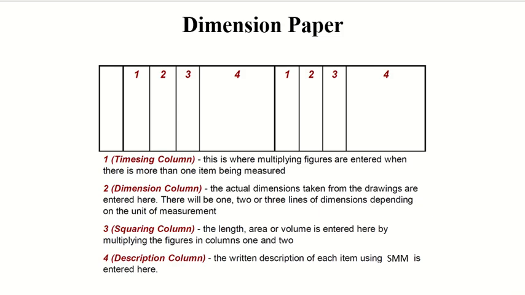When you are taking off the quantities, drawings, taking off list, specifications, all done. Now we go to the real gist of the work, which is actually calculating. For calculation we use this sheet, which is called a dimension paper.